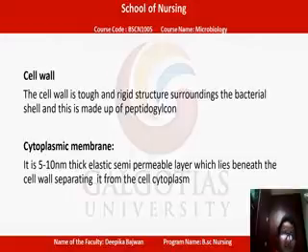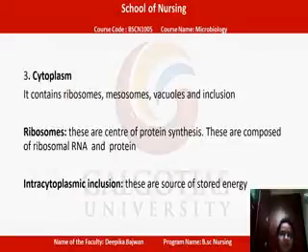Third we have the cytoplasm. As already told, it is a transparent fluid present inside the cell envelope, and it has a number of structures like ribosomes, mesosomes, and vacuoles. First is the ribosome. As already told, it is the center of protein synthesis. If protein is synthesized inside the bacterial cell, only then will the DNA material be able to replicate inside the bacteria.